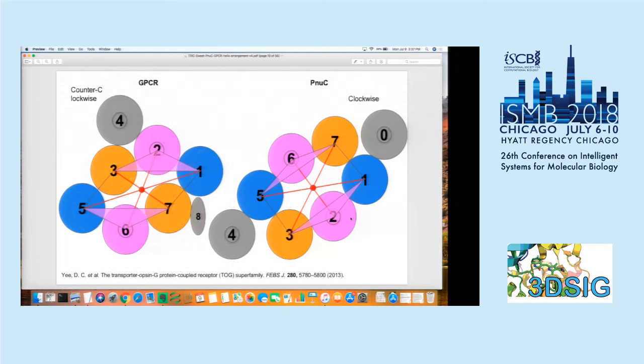And some other authors before that were actually suggesting that the NUC plus suite plus actually GPCR belong to a same superfamily called TOG. Well, we don't buy into that. Here we have actually also a very different topology between the 2, NUC and GPCR. One is clockwise, and the other one is anti-clockwise.